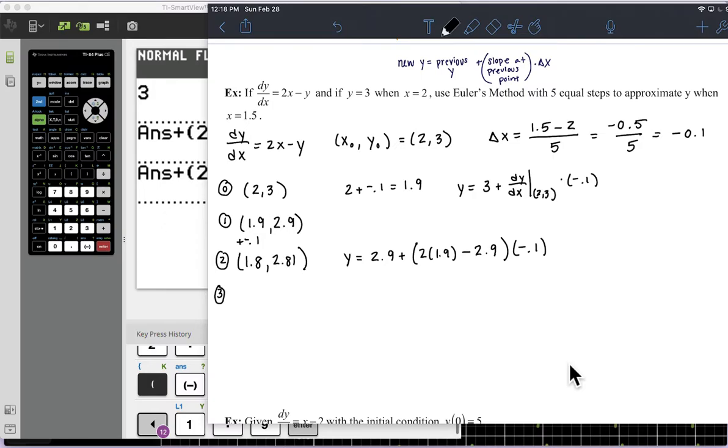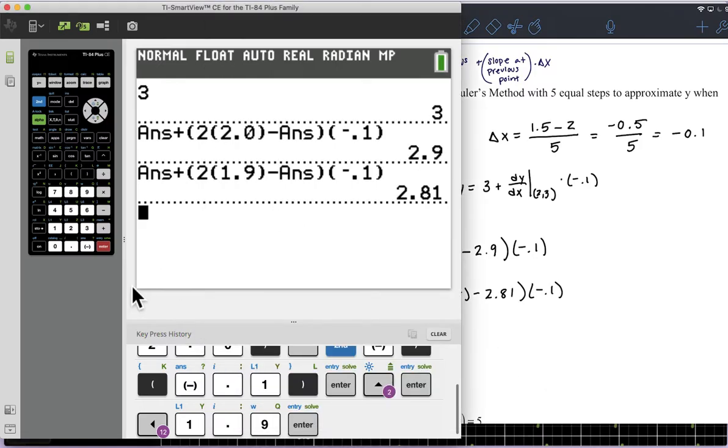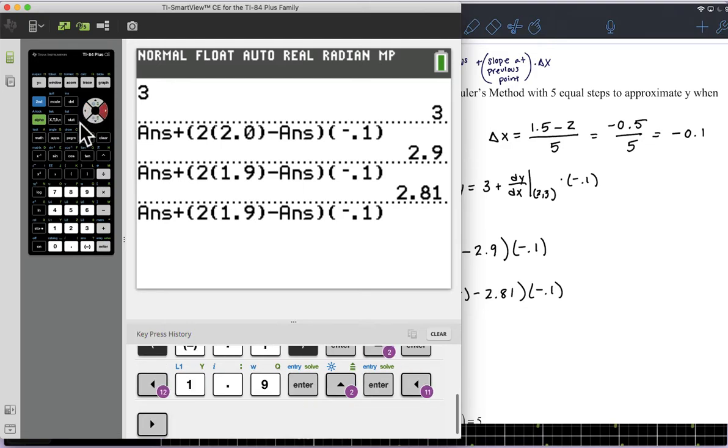Okay, so then I'm just going to keep going. So if I find my new x coordinate, it's going to be 1.7. This is really my new y is going to be my previous y, so 2.81 plus 2 times 1.8 minus 2.81 times negative 0.1. Or, I'm just going to go back to my calculator, copy down my previous line, and I'm just changing the x coordinate now because the ANS is going to pull the previous y coordinate for me. So that's going to give me 2.731.